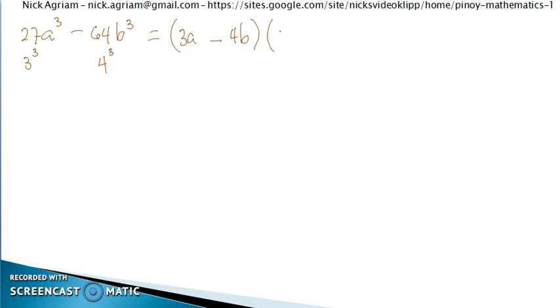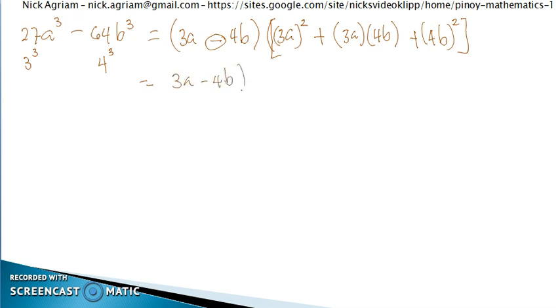And then the trinomial will be 3a squared. Maybe I will put a bracket instead, 3a. Because it's negative, we have positive here: the product of the first and the second term, and the square of the last term, 4b squared. Simplify, we have 3a minus 4b, and we have 9a squared plus 12ab plus 16b squared.